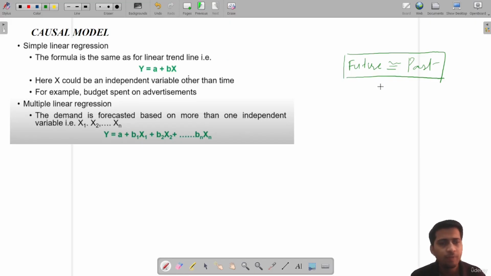Suppose your environment, your supply chain operations, and your market function in a way which doesn't require any other factors to be included, then a time series model is good for you. But the real scenario is not like this in the majority of cases.